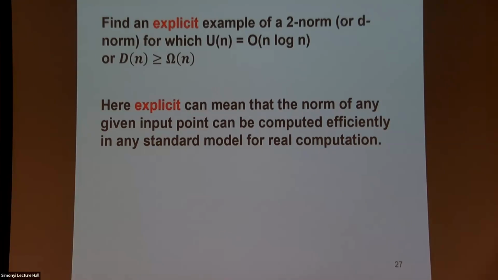And here I wrote one possible explicit definition. Let me call a norm explicit if the norm of any given input point can be computed efficiently in some standard model of real computation. So we have a formula, or we have an algorithm. So we don't know any explicit example.